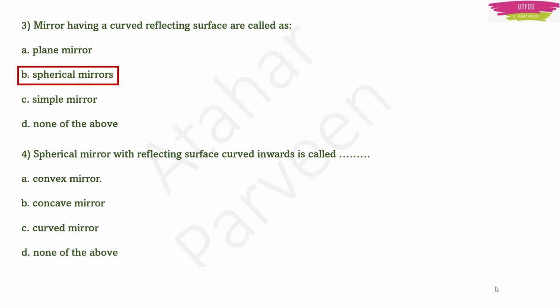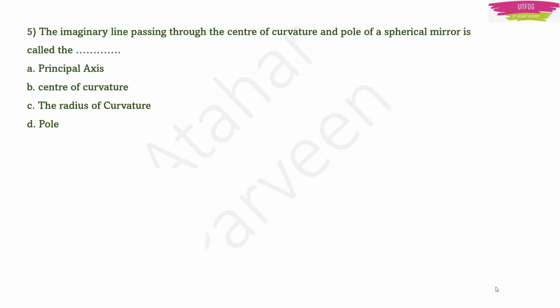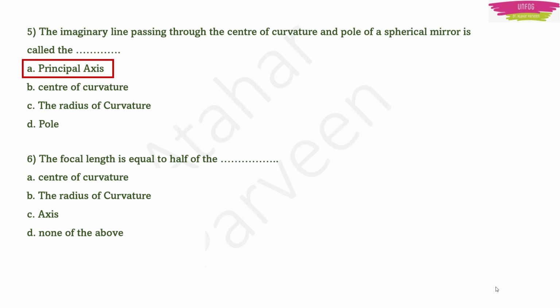Next question. Spherical mirror with reflecting surface curved inwards is called. Of course, you remember that spoon trick. It is concave mirror. Next question. The imaginary line passing through the center of curvature and pole of a spherical mirror is called. It is called principal axis. The focal length is equal to half of the dash. Remember, we have done this also. It is half of the radius of curvature.